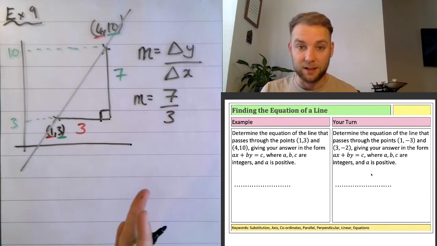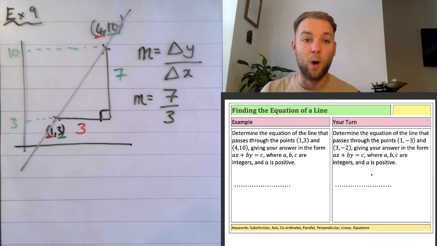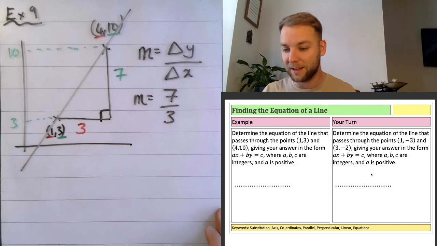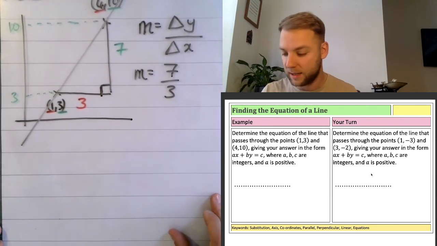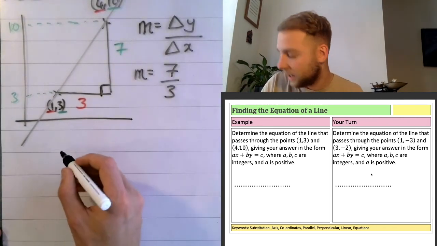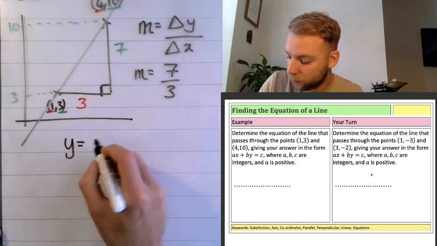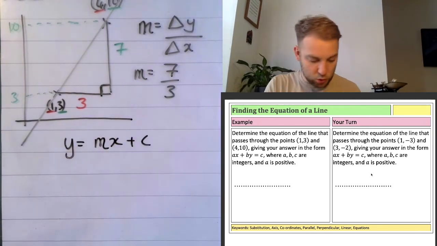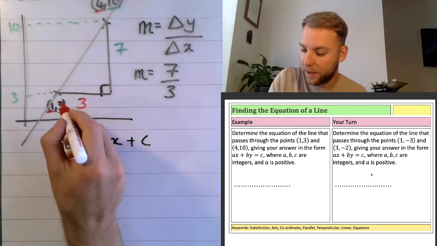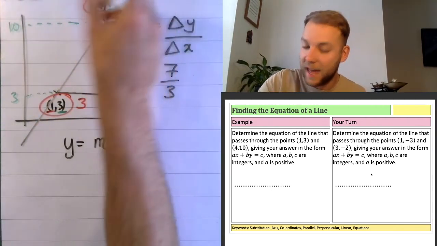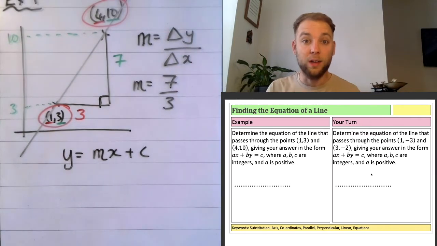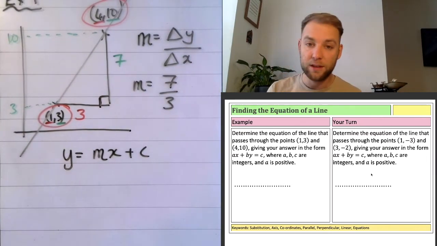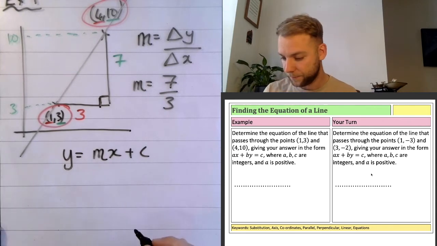Now I've got my gradient. I still don't know what my y-intercept is in this. So I've then got to find out my y-intercept. Now this is starting to get a little bit trickier, isn't it? So I know that my equation of the line is y equals mx plus c. Now it doesn't matter which point you pick. You can either pick the (1, 3) or the (4, 10). Both of them will give you your equation of the line because it will simplify down later on. I'm going to pick the smaller one just because it looks a little bit easier.